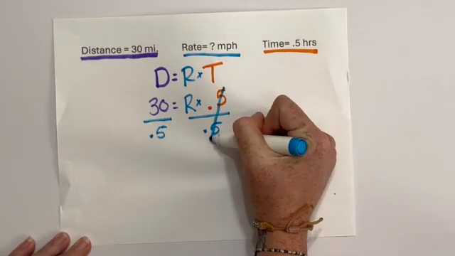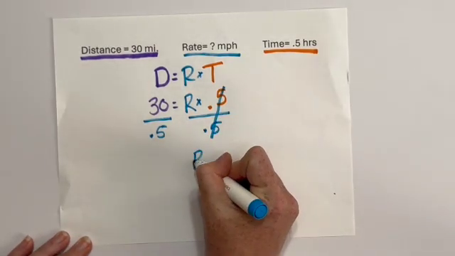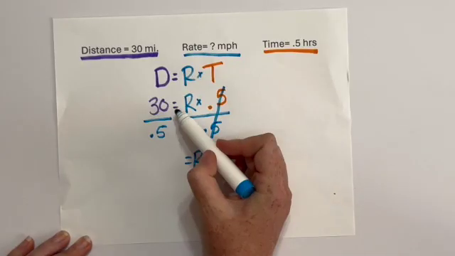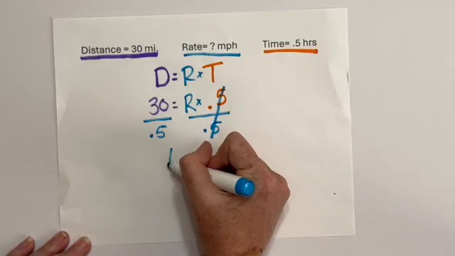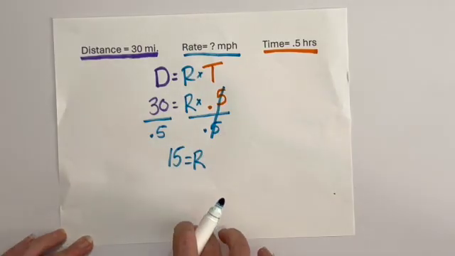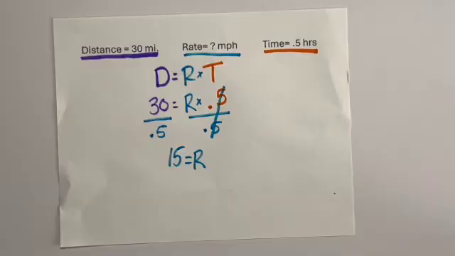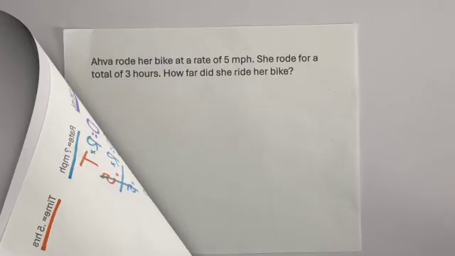When I do that, these cancel out, and I'm left with R, and 30 divided by 1/2, or half of 30, is 15. So I know for this problem, my rate of speed was 15 miles per hour.